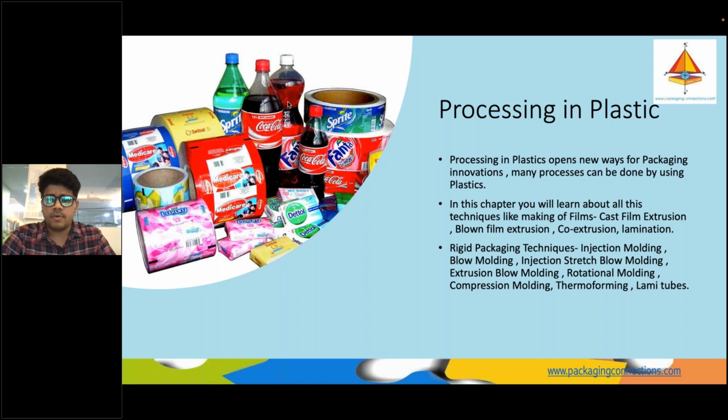And apart from that, in the flexible plastic solutions, you will also learn how plastic packaging material is made through cast film extrusion, blown film extrusion, co-extrusion, and how lamination is done.